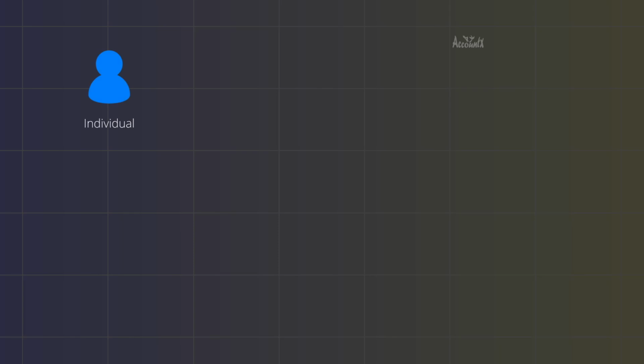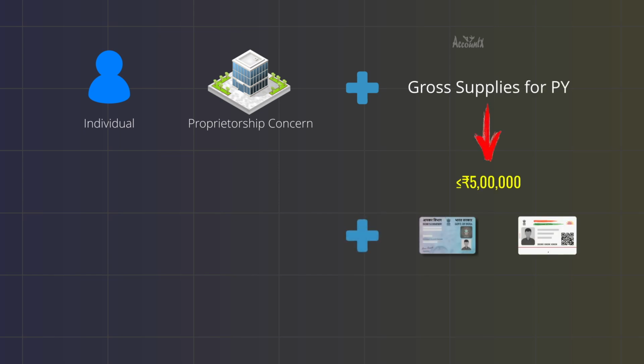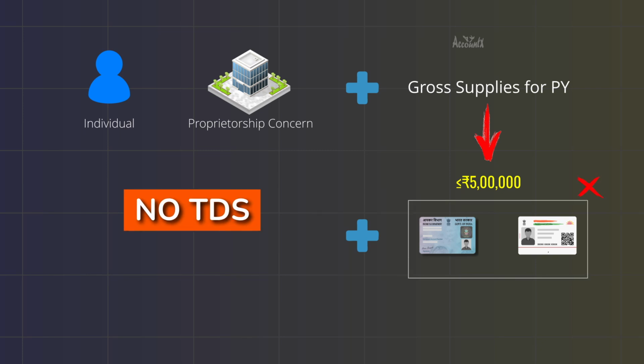That is, if you are an individual or if you run a proprietorship concern and if your gross supplies for the previous year is up to 5 lakh and if you have PAN or Aadhaar, then no TDS for you. But if you have no PAN or Aadhaar, then even though your gross supplies during the previous year is up to 5 lakh, TDS at 5% would be applicable. So you need to remember this exception.